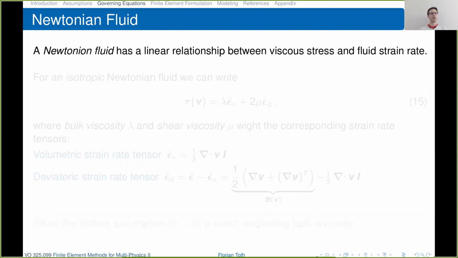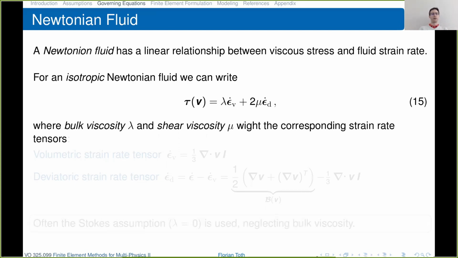And for this, we will assume a Newtonian fluid, which is simply a fluid that has a linear relationship between viscous stress tensor and fluid strain rate. For the simplest case of an isotropic Newtonian fluid, we make the usual split of the strain rate tensor into a volumetric part, E_V, and the deviatoric part, E dot T, and we'll weight these two parts with the corresponding viscosity. So we have a bulk viscosity lambda for the volumetric part and a shear viscosity mu for the deviatoric part. And due to the convention, we take a factor of 2 here.